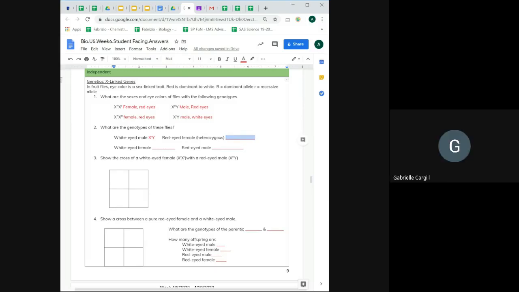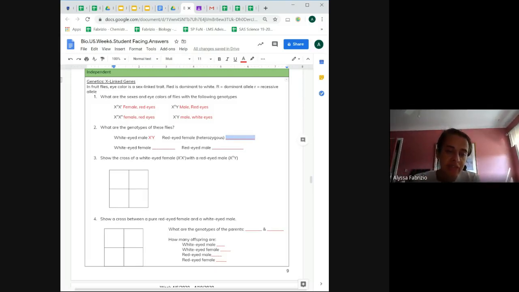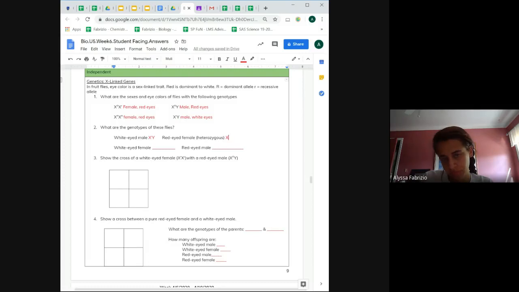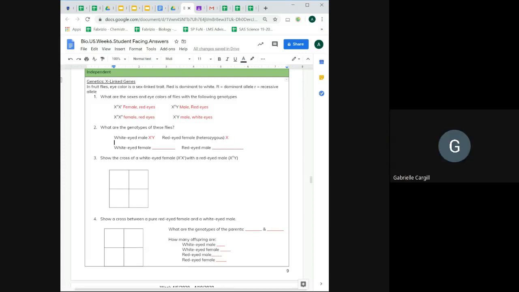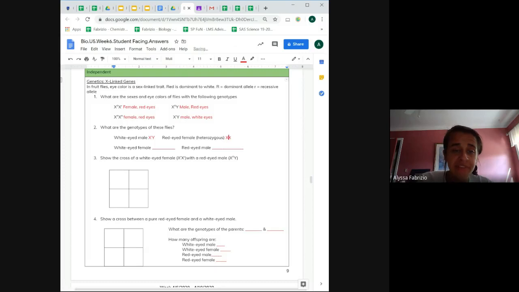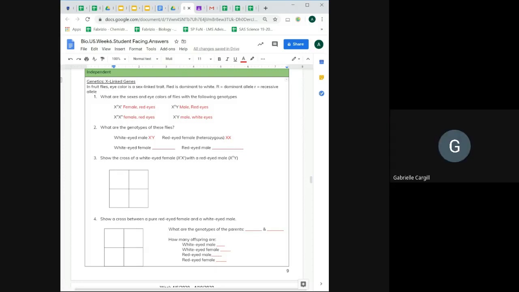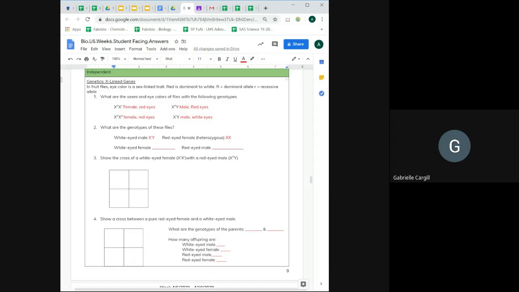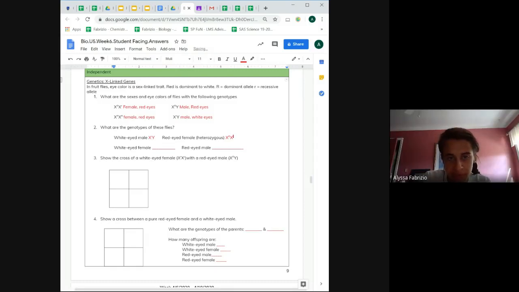Okay. Alright, what about a red-eyed female who is heterozygous? Capital X, right? And then what's our second? Another X. Okay, it's a female, so we're going to have two X's. Very good. What are our superscripts? Do we have capital R or lowercase r? Capital. Okay, what about for our second? It's heterozygous, right? Yep, it's heterozygous. So what does that mean?